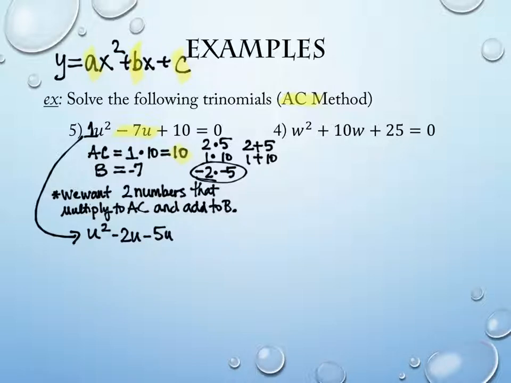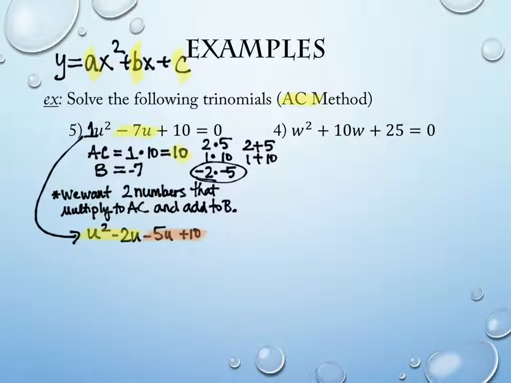Okay, so all I did with the negative 7u is I broke it down into negative 2u and negative 5u. Is everybody good with that? And then the last value stays the same. It's still plus 10. Okay? And then what I'm going to do is I'm going to pair these up. So this is my first pair, and this one is my second pair.